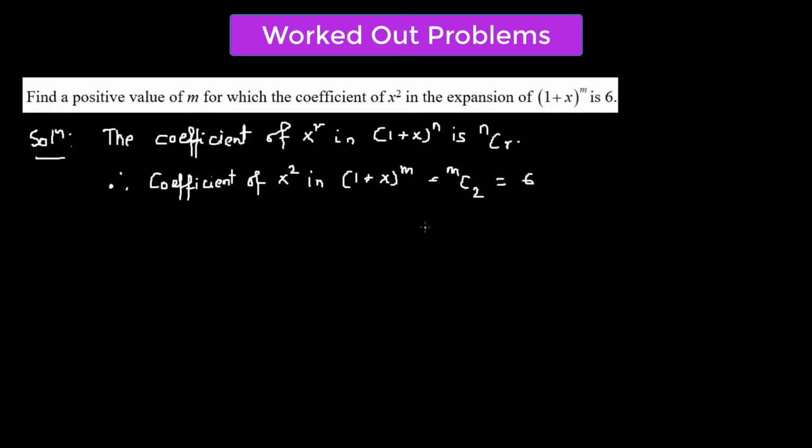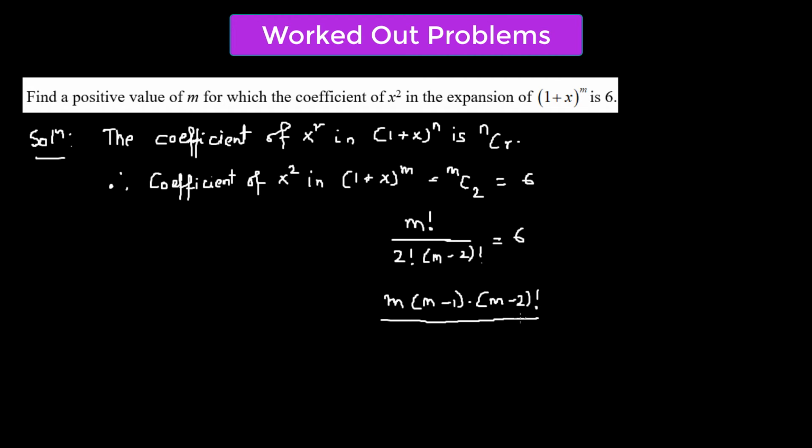So let's expand the value of mC2. That will be m factorial divided by 2 factorial times (m - 2) factorial, which will be equal to 6. So m factorial can be written as m times (m - 1) times (m - 2) factorial, divided by 2 factorial, which is simply 2, times (m - 2) factorial, equals 6. So we can factor out (m - 2) factorial from both the numerator and the denominator, and that leaves us with m times (m - 1) equals 2 times 6, which is 12.